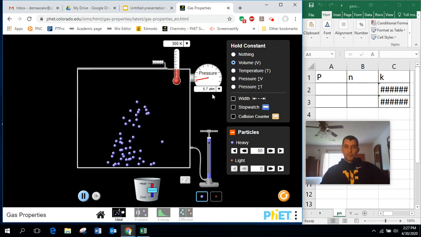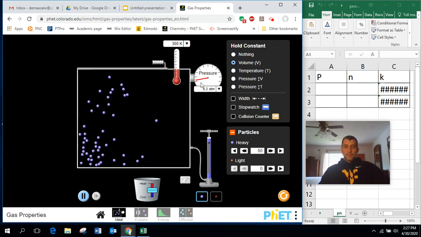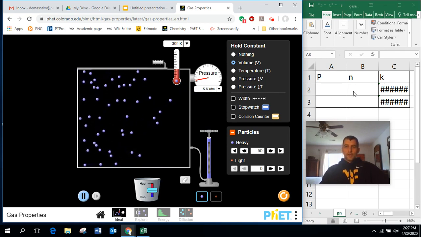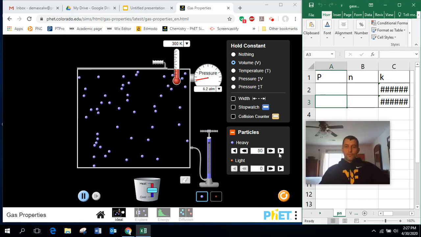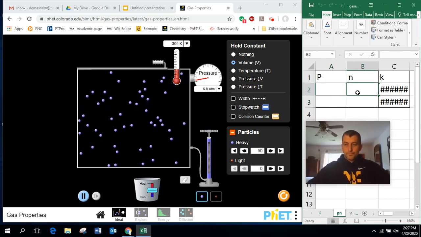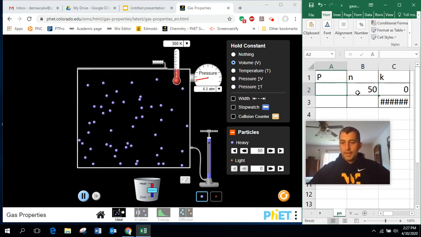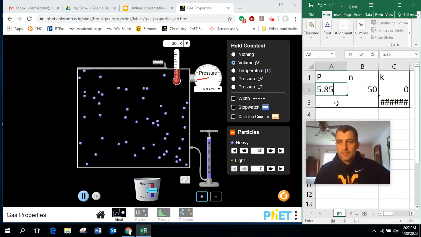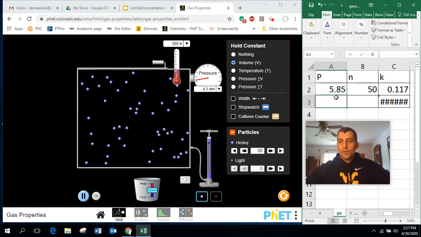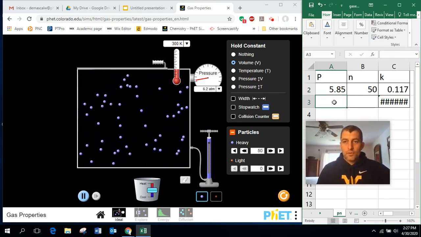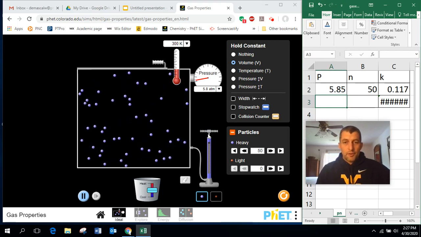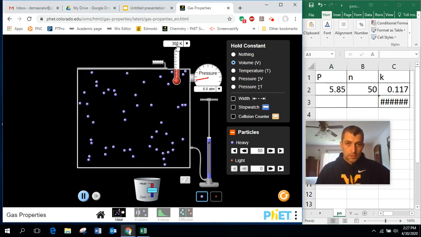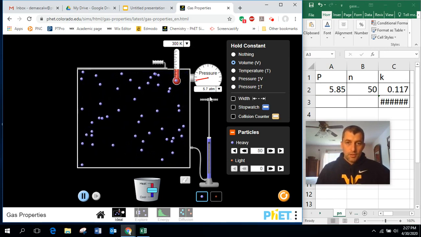look what happens to our pressure. If we let this stabilize and we look at the high and low numbers as this pressure fluctuates, what we'll see is we end up with a pressure for 50 particles. Our pressure ends up being 5.85 units of pressure. In this case, it would be our atmospheres. If we change that and we put another pump of gas in and we hold the volume constant, you notice temperature is not going to change either. So volume and temperature are constant.